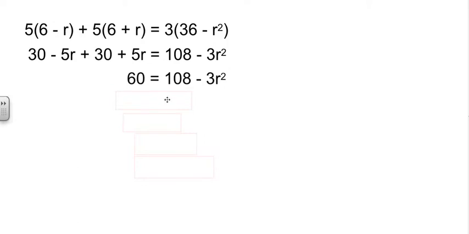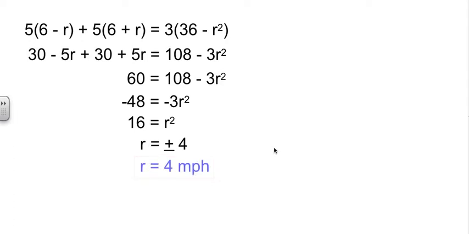That makes me happy, because since they cancel out, I can just bring this 108 over, divide by -3, and I get r squared equals 16. Take the square root. R is equal to either +4 or -4. Well, in this scenario, we're talking real world. A negative stream speed doesn't make sense. So we'll discard the negative answer and report the positive. R equals 4 miles an hour. That's how fast the current is.